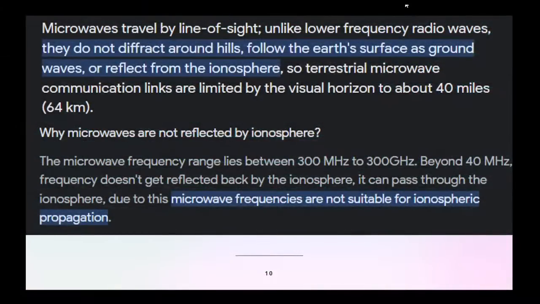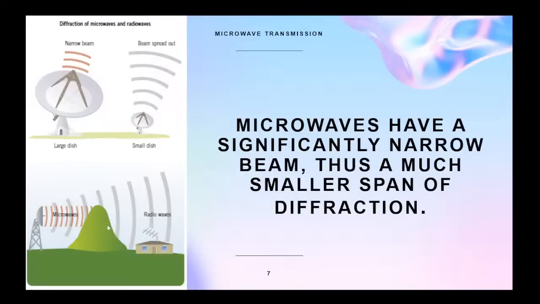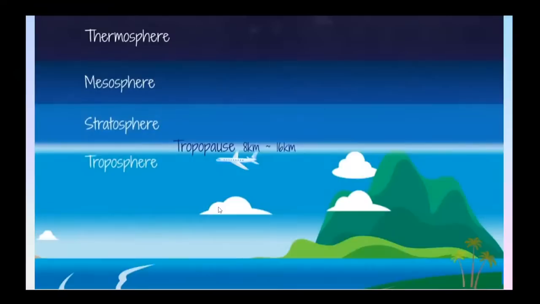So the microwave frequency range lies again. So they don't bounce off. And again, I think the important one here to really make sure you understand: microwaves travel by line of sight. Unlike lower frequency radio waves, they do not diffract around hills, follow the Earth's surface as ground waves, or reflect from the ionosphere. So terrestrial microwave communication links are limited by their horizon to about 40 miles. And again, this is why, because they're different. All right, don't want to get too redundant.